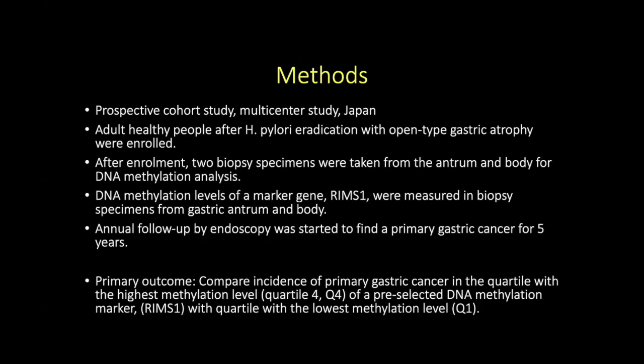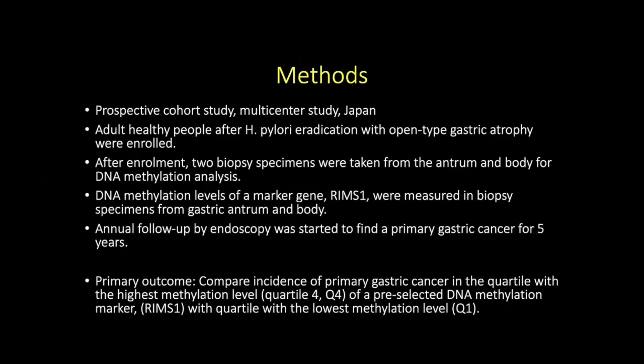This was a prospective cohort study conducted in Japan. Adult healthy people after H. pylori eradication with open type gastric atrophy were enrolled. After enrollment, 2 biopsy specimens were taken from antrum body for DNA methylation analysis, and DNA methylation levels of a marker gene, RIMS1, were measured in biopsy specimens from the gastric antrum body. The patients then underwent annual EGDs to diagnose any primary gastric cancer for 5 years.